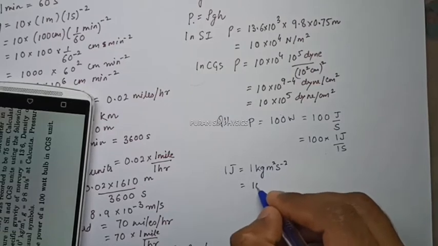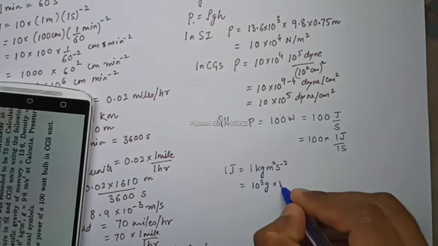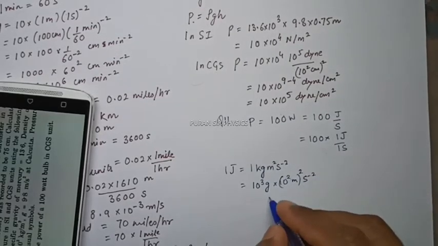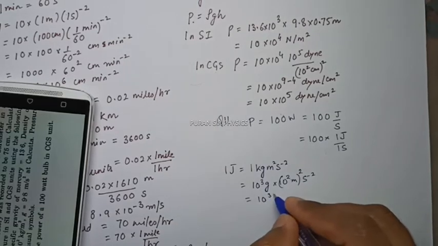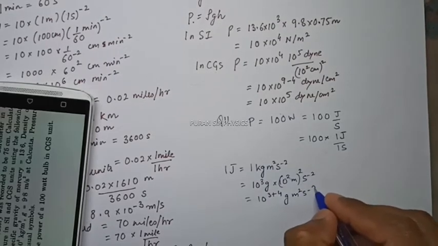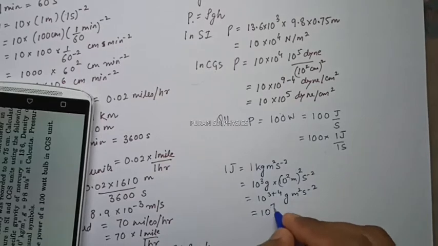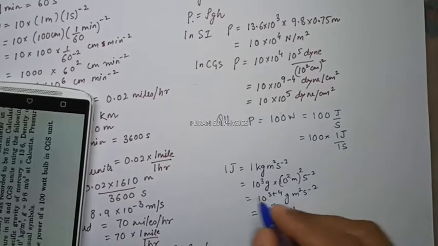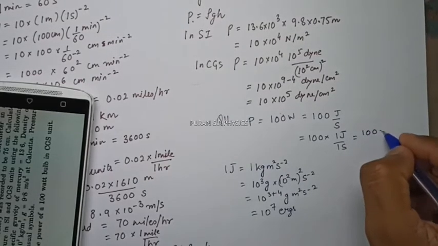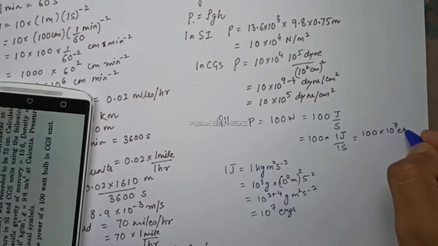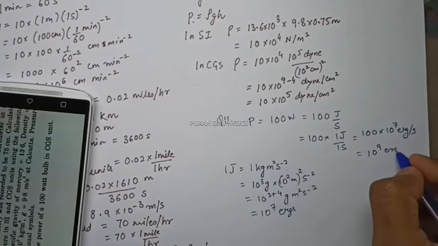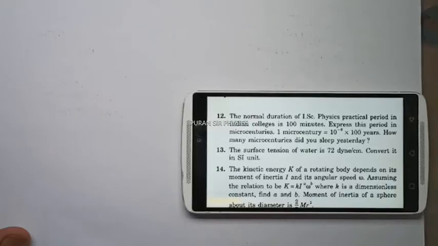So it will be 10 raised to power 3 grams into 10 raised to power 2 meter square second raised to power minus 2. So it comes out to be 10 raised to power 3 plus 4 gram meter square second raised to power minus 2. So it will be 10 raised to power 7 and it comes out to be ergs. So 1 joule is equivalent to 10 raised to power 7 ergs. So here if we substitute, it will be 10 raised to power 9 ergs per second. So this is the answer.